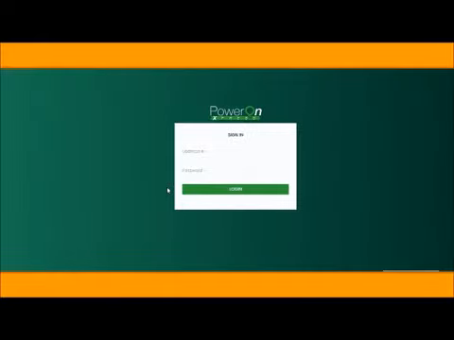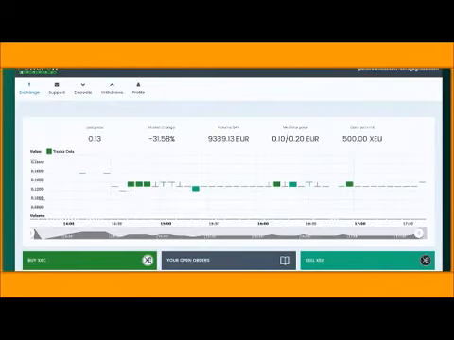Another tab opens in my browser, which shows you the PowerOn Xpress trading platform login page. I'm going to log in. So I've logged into the PowerOn Xpress trading platform. I'm going to talk about some of these numbers up here briefly.